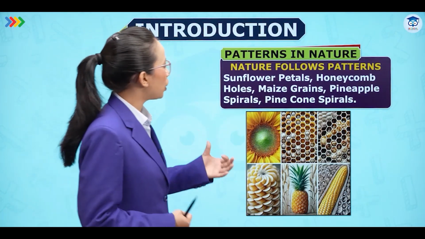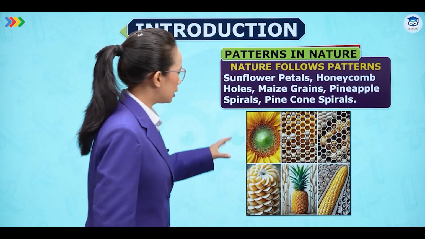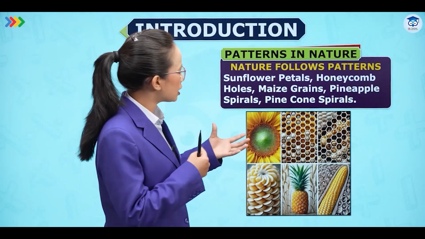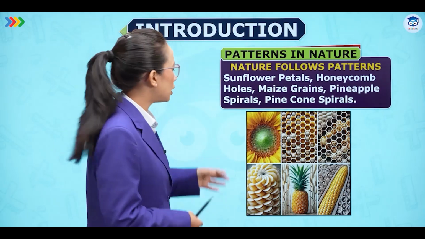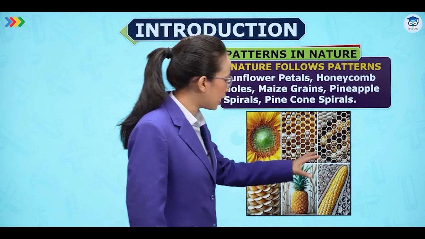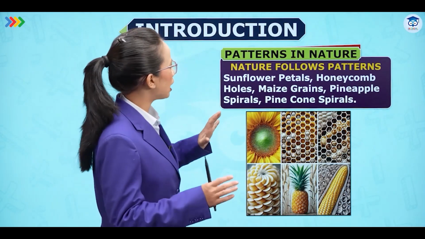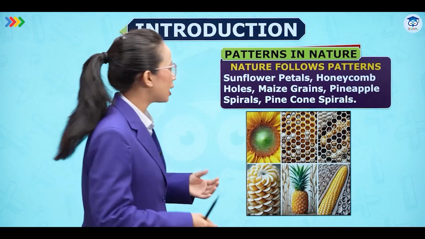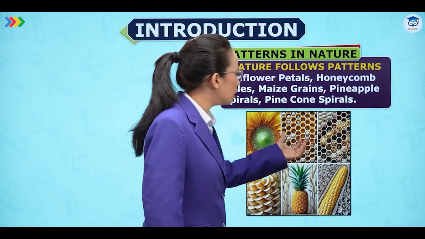First of all, we already know that this sunflower has a pattern, right? The honeycomb, we see a pattern in it. Then the pineapple, then the corn and some flowers. So we know that there is a pattern in it, and we can see that each pattern is the same.